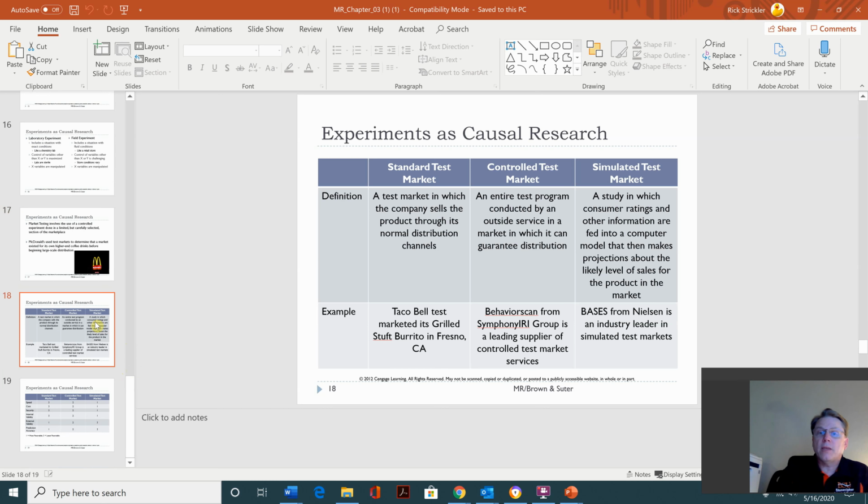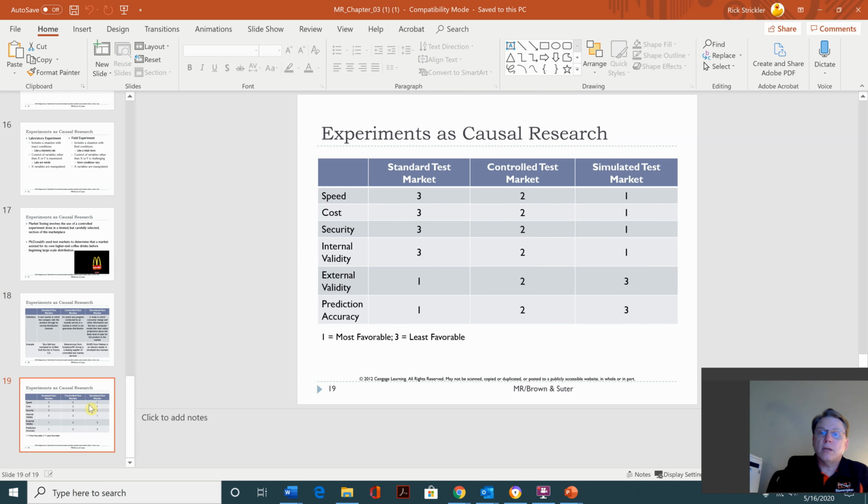And then you have the model here, the definition, the example of standard tests, controlled tests, and simulated tests. And then experiments as causal research, the speed, of course, down here is most favorable versus least favorable, number one being most, number three being least. So standard test market is a 3 because it isn't instantaneous, it takes a long time. Controlled market is a little bit faster. Simulated test market is really fast because you have it all simulated, so you can do it whenever you want.